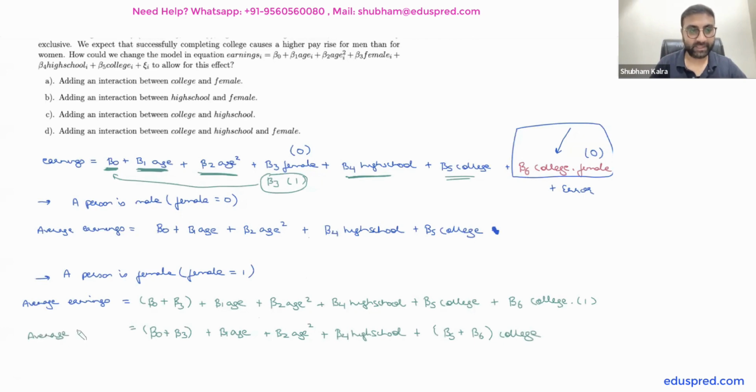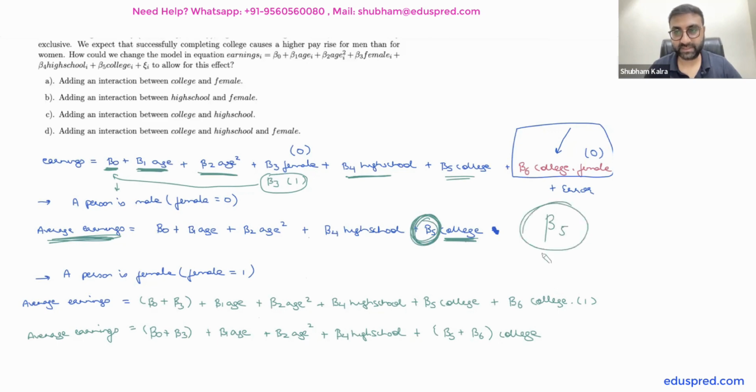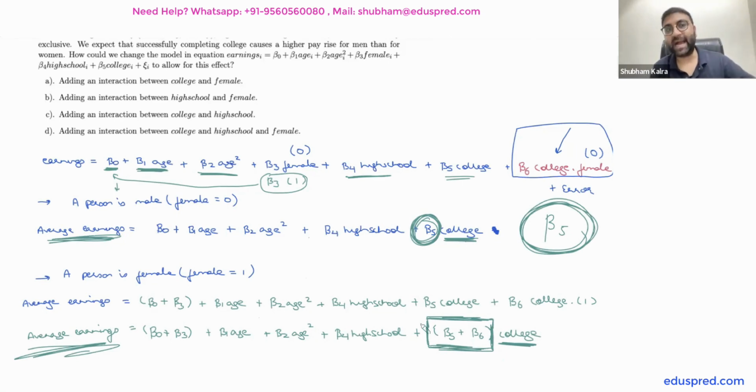Okay, so let me explain how this is going to help us in what we wanted to achieve. Well, now if you see, what's the effect of college on average earnings for a male? So for a male, the effect of college on average earnings is beta 5. And for a female, what's the effect of college on average earnings? Well, it's now beta 5 plus beta 6. So now your model has introduced a possibility where the effect of college on earnings for male and female are different. And this is what we wanted to achieve.